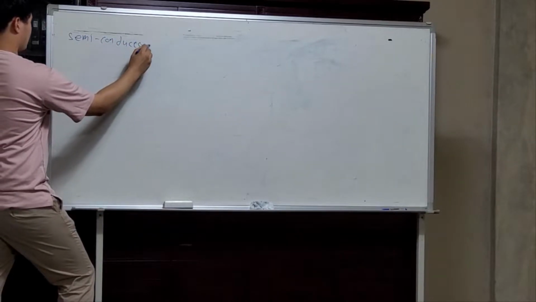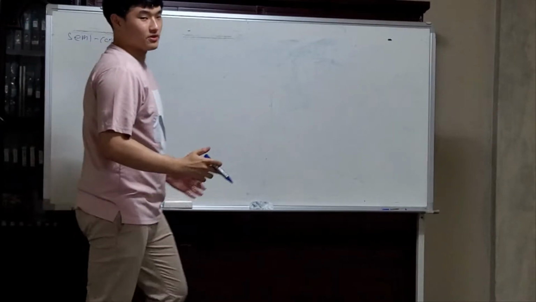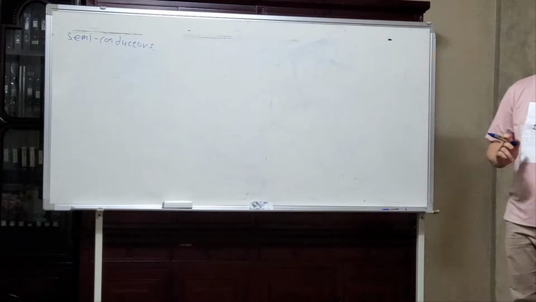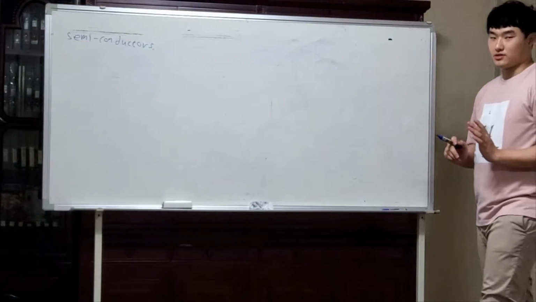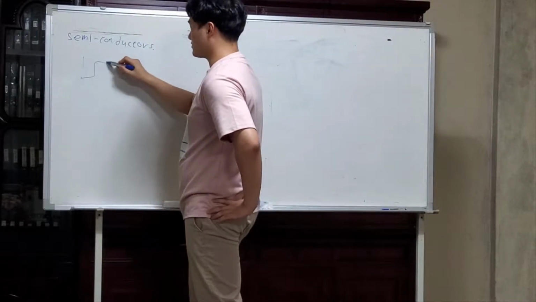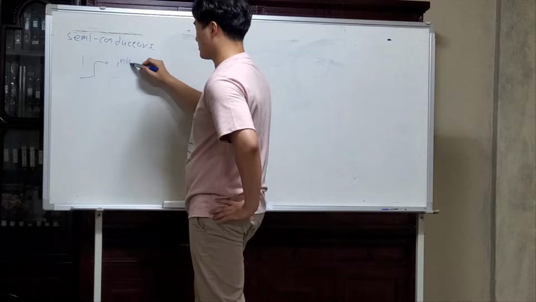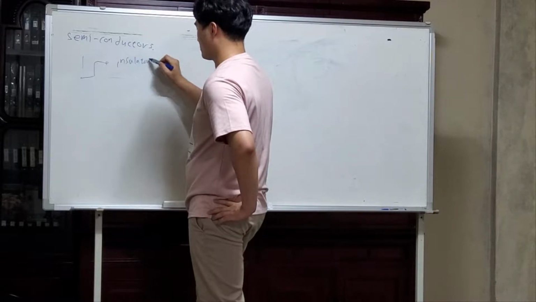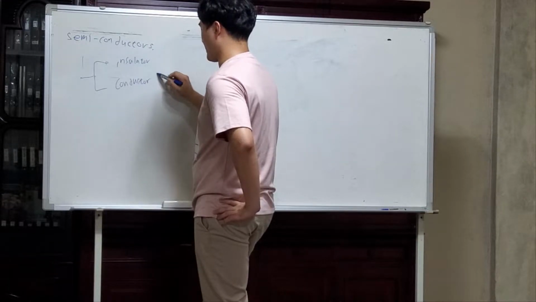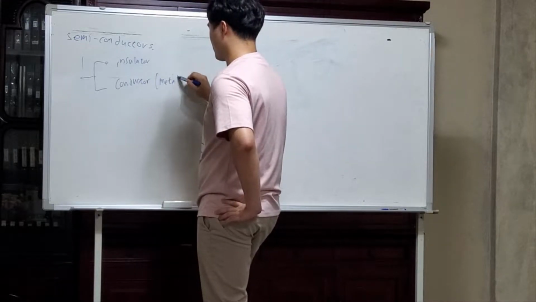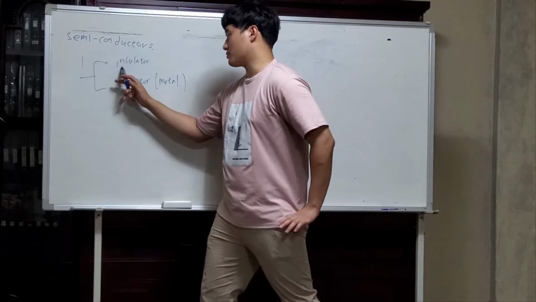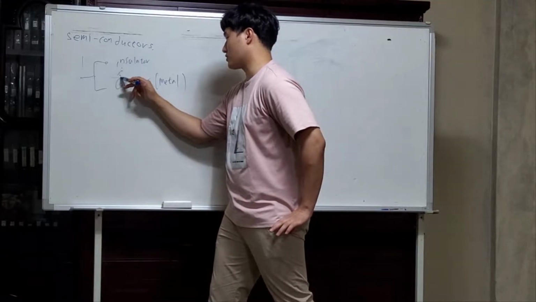The semiconductors. Of course, I hope you know what semiconductors are. A semiconductor is somewhat the medium between insulators and conductors like metal. So between these two, there are semiconductors.